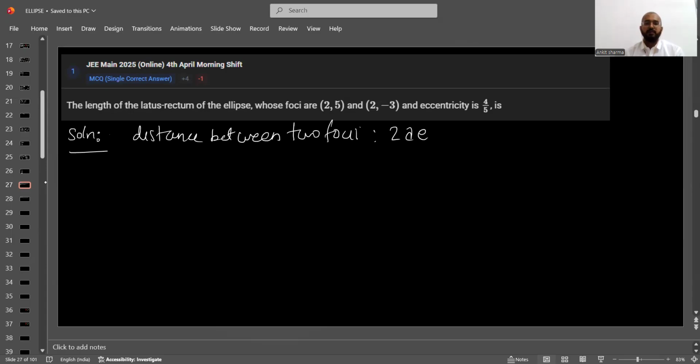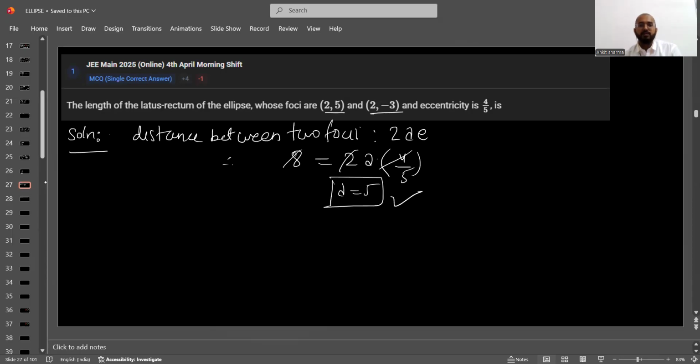So from here, eccentricity is given to be 4 by 5. Distance between two foci is given, this is (2, 5) and this is (2, -3). So distance is 8. 8 is equal to 2AE, and E is 4 over 5. So from here, I get A is equal to 5. So once we got A is equal to 5, now what do we need? Eccentricity is going to be 4 by 5.